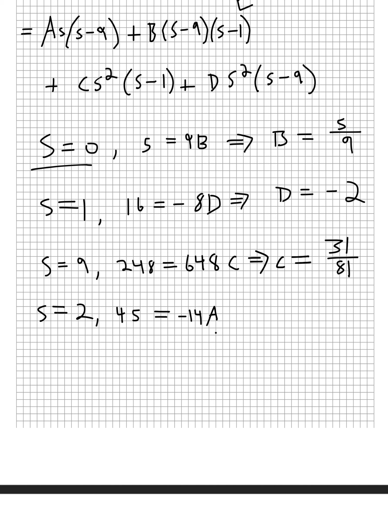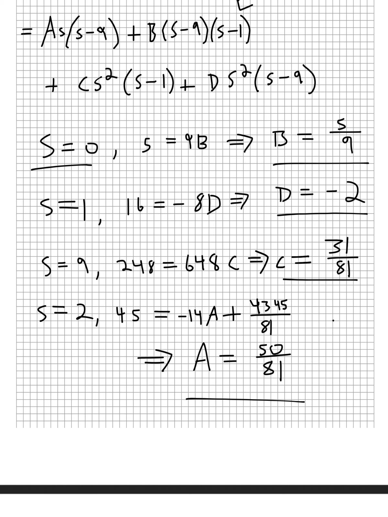So s equals -2, we get 45 equals -14a plus 4345 all divided by 81. So this implies that a is equal to 50 divided by 81. What this reminds me of, and what you should be thinking of, is when we did the method of undetermined coefficients, we did pretty much exactly the same method. It uses the same process to solve for these different unknown coefficients.